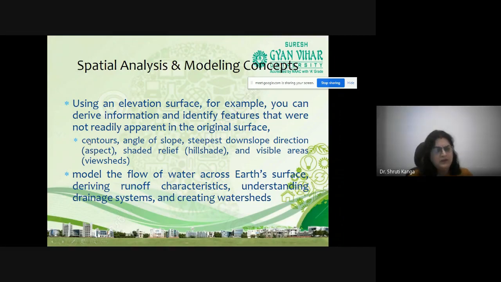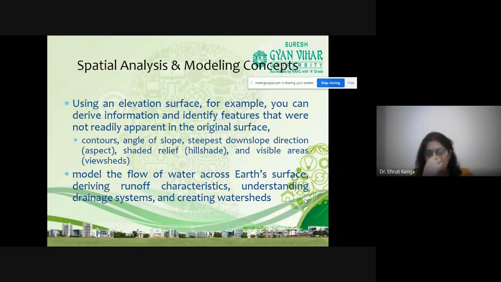So we can get the contour map, we can get the slope map, we can go for the identification of different aspect related things, where we can identify the steepest downslope direction. We can also go for the identification of shaded reliefs, which is also called hill shade. And we can also identify the visible areas, which is known as viewshed. So with the help of this elevation surface data, we are able to identify even those things which we cannot identify in the field.